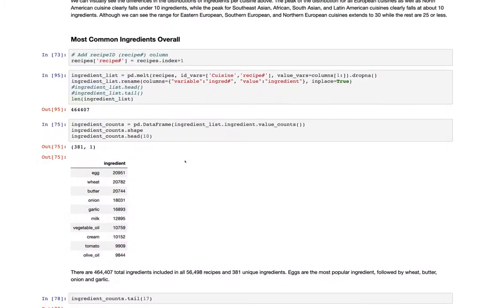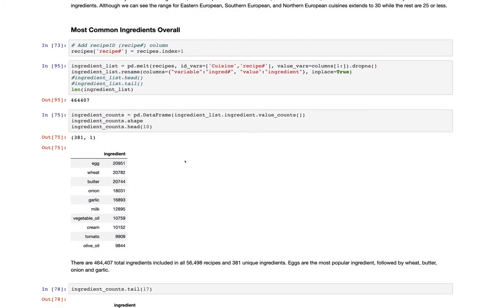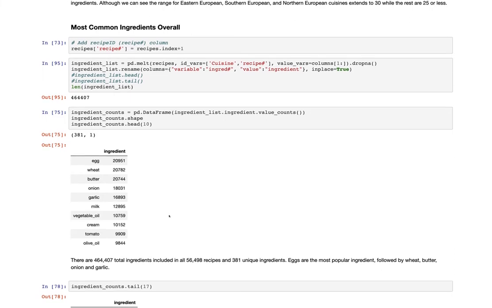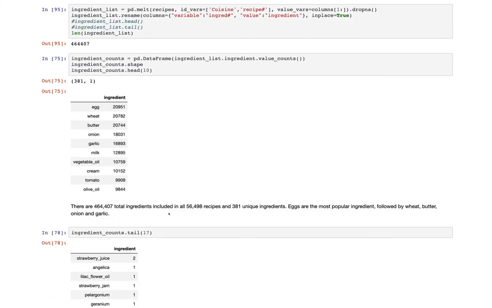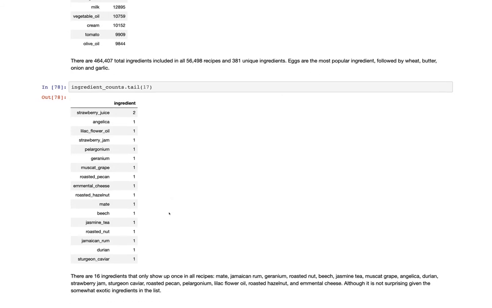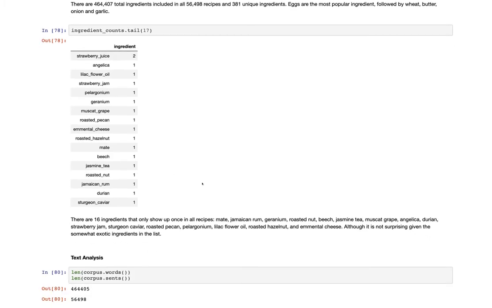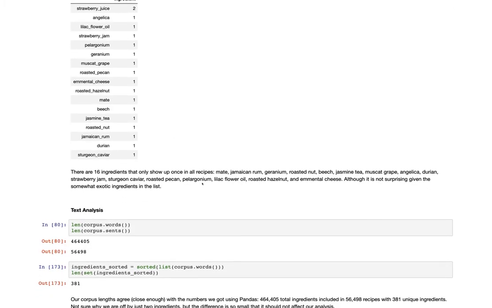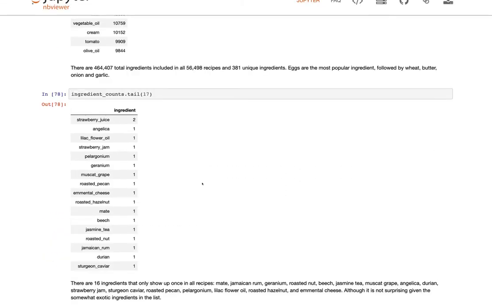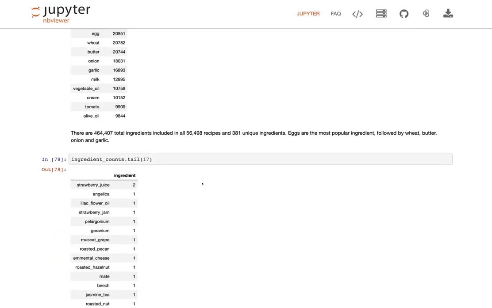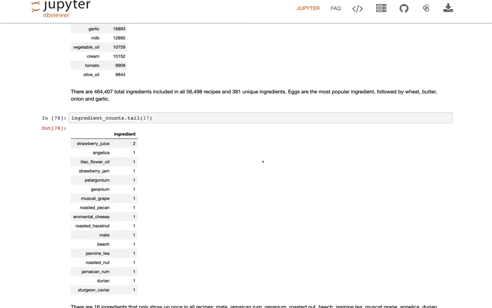Then we looked at the most common ingredients overall in the whole data set. Eggs, wheat, and butter came in the top 3, but again, that's highly influenced by Northern American recipes. We had a number of ingredients that only showed up once or twice. So later on, we kind of filtered those out because we had an insane number of ingredients. I'm trying to remember how many. 381 unique ingredients.